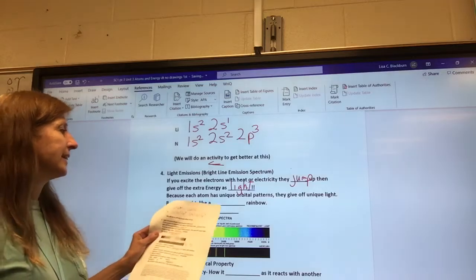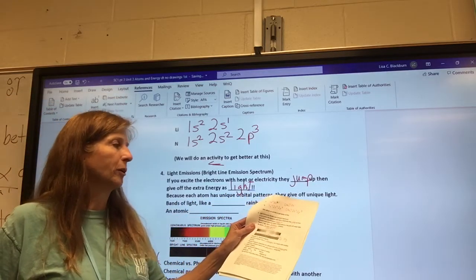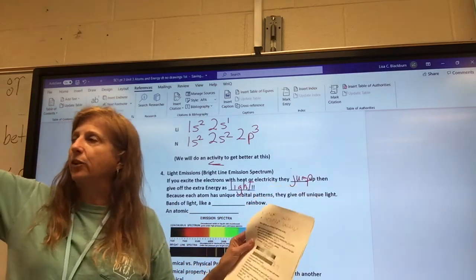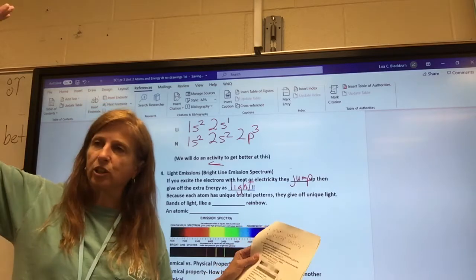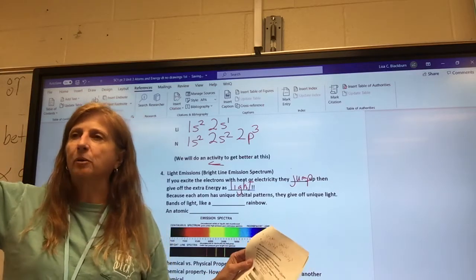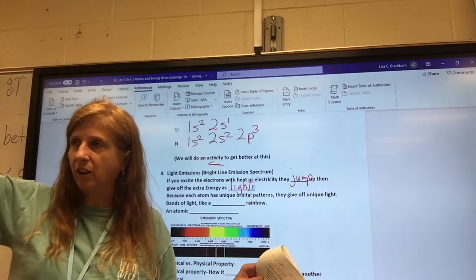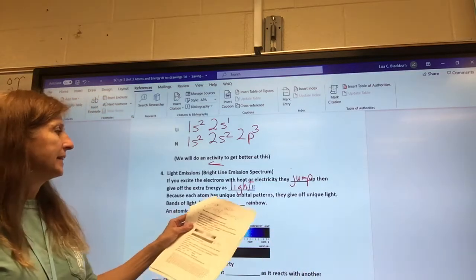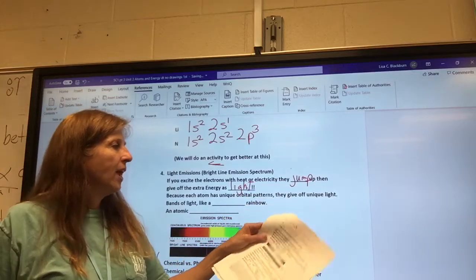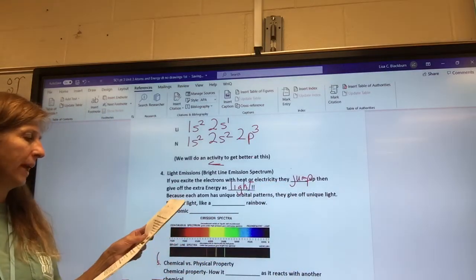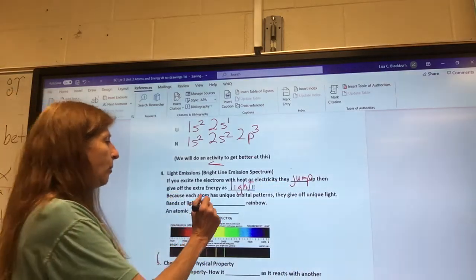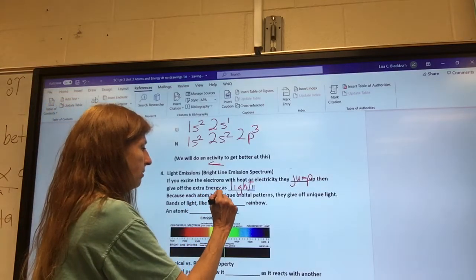All right, because each atom has a unique orbital pattern, each atom has a different number of protons, so if it's a neutral atom, each atom has a different unique number of electrons, right? You followed that sentence? Okay. Because each atom has a unique orbital pattern, they give off unique light. Bands of light like a broken rainbow.